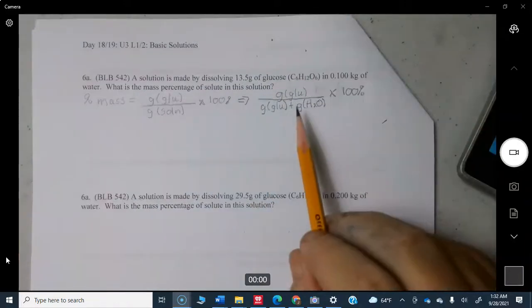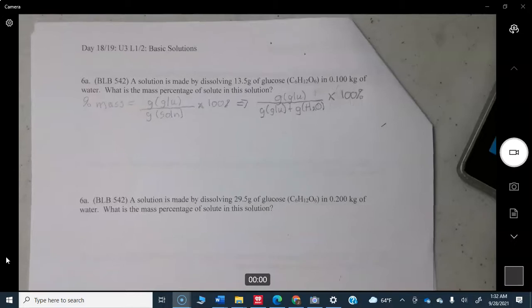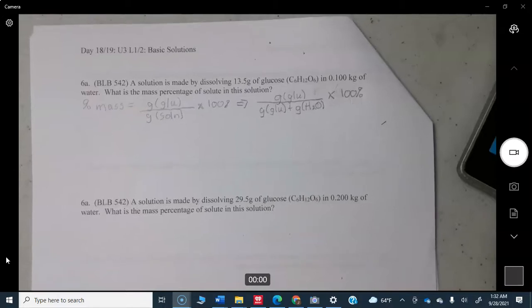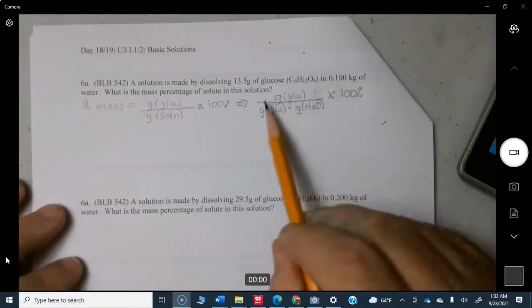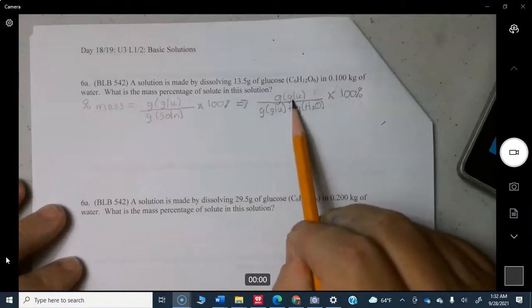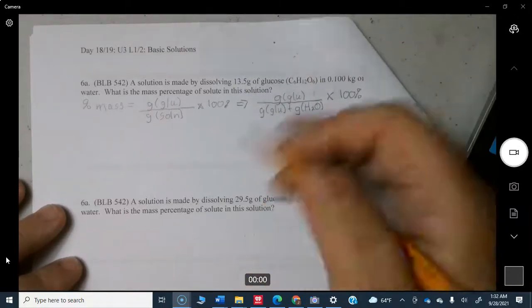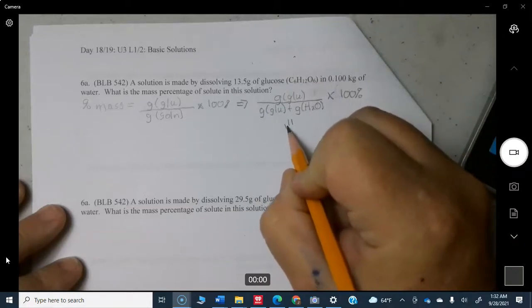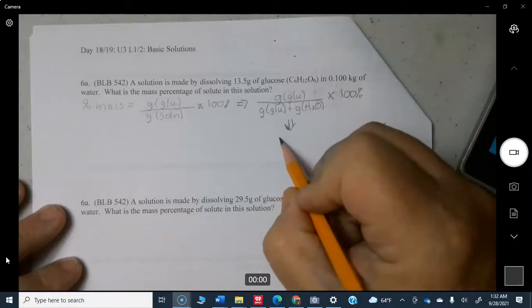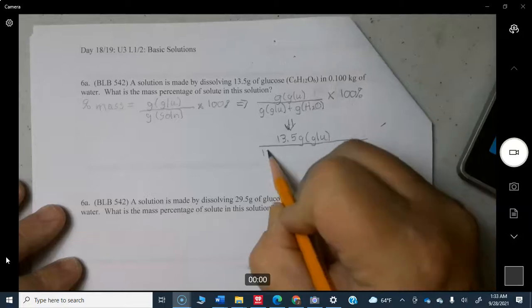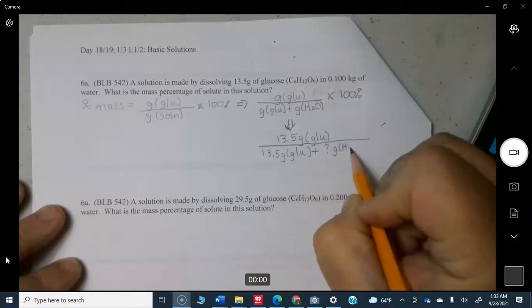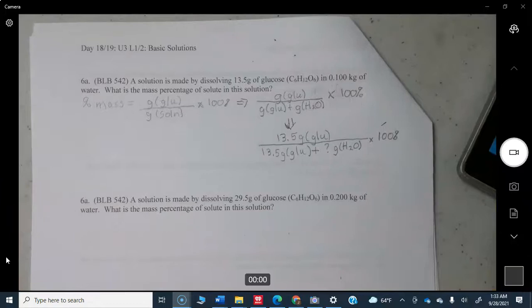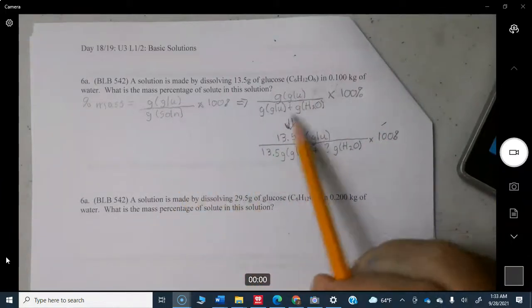Okay, so again, this has a plus sign in it, so it's not just a nice clean left to right single equation. So we have to see what we know here. What we know is grams of glucose. We're given that already. So we're going to go ahead and write that over here. Okay, there it is. So this will give us the mass percent based on this solution.